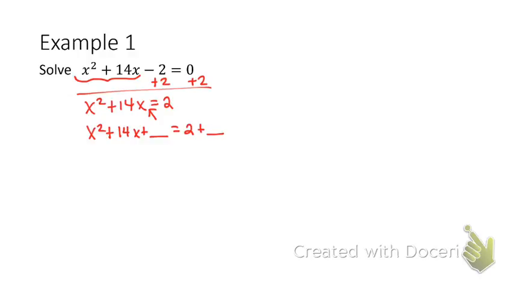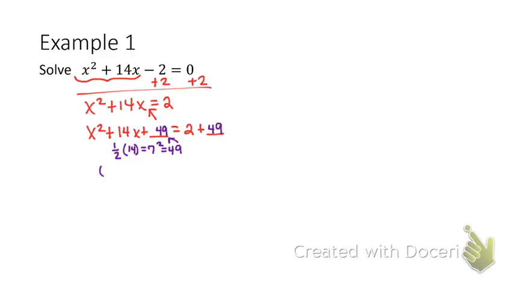Then we had said the formula to find what that number is going to be is 1/2 times our b term, that's the coefficient in front of the x. So what's in front of the x? A positive 14. So 1/2 times 14 is 7. You take that number and square it, and that's the number that's going to go into your blank here. So both of them are going to get that 49.